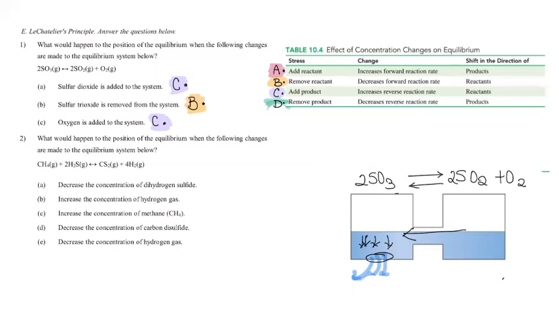So at this time, I want you guys to take a moment, read the statements on problem 2, and select the correct letter from table 10.4 that will explain in terms of what kind of stress each of those statements are representing. So I'll give you guys 2 minutes to do that.